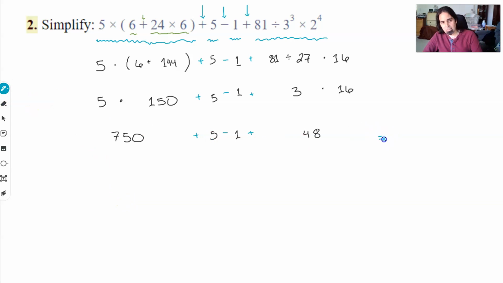Finally, 750 plus 5, and then minus 1 would be 754. And then another 48. If I add the 40, I would get 794. And then add 8 more brings me just over 800 to 802.